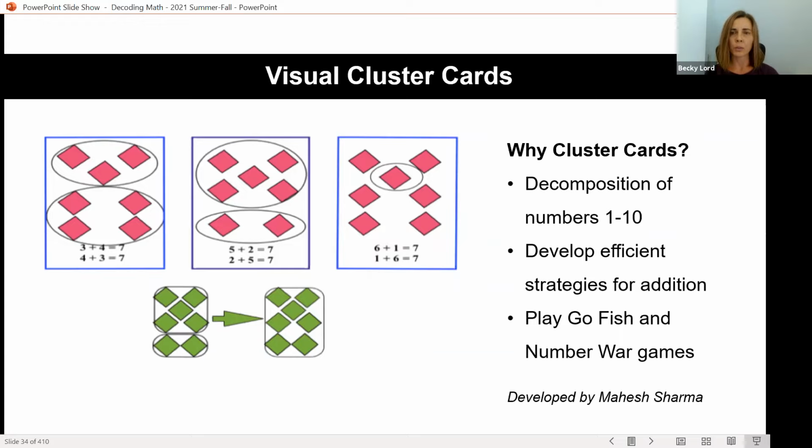If you're a teacher of older students, you actually can use them for integers, where usually the black represents positive and red is negative. So you're combining integers and using these same strategies for integers. So I won't go into that today, but it's nice to know that you can actually extend this to higher grade levels as well.